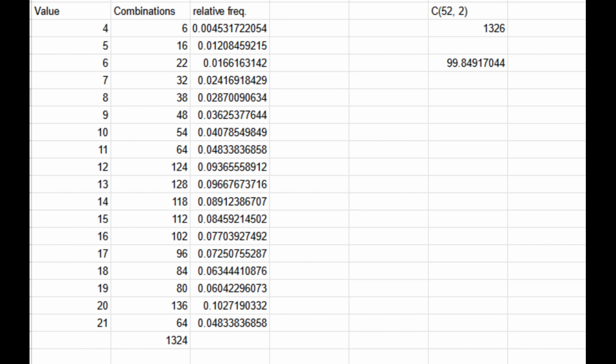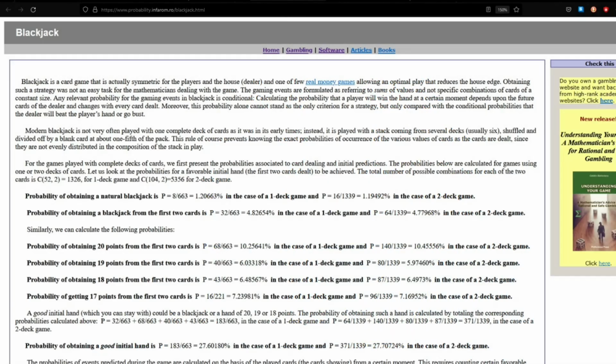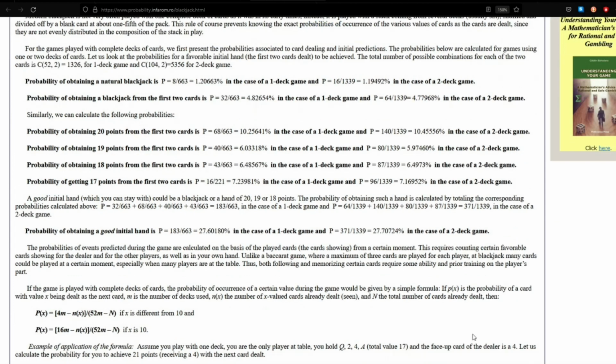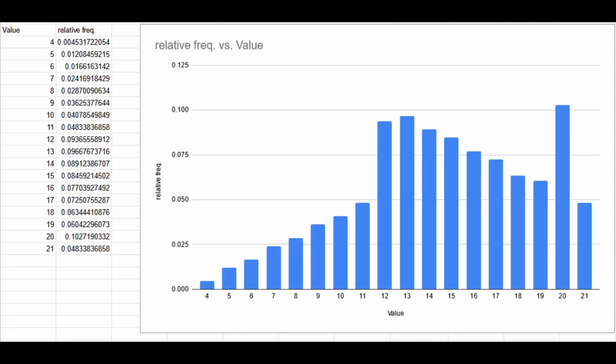Even though there is this small discrepancy, I know for a fact that these values are correct. This is because I lifted these values from this website, which is authored by someone with a PhD, and I tried to emulate his same method for the rest of the values. Here's what the relative frequency graph looks like for this data. I did think this looked a bit odd.